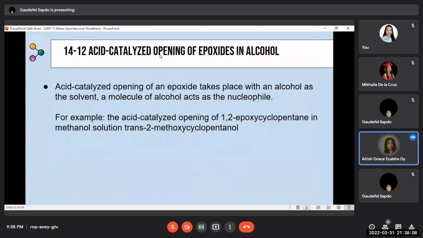So in alcohols, when acid catalyzed opening of an epoxide takes place with an alcohol as the solvent, a molecule of alcohol acts as the nucleophile. This reaction produces an alkoxy alcohol with anti stereochemistry. This is an excellent method for making compounds with ether and alcohol functional groups on adjacent carbon atoms. For example, the acid catalyzed opening of 1,2-epoxycyclopentane in methanol solution gives trans-2-methoxycyclopentanol. Look at the example in the next slide.